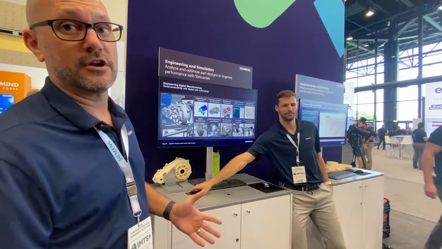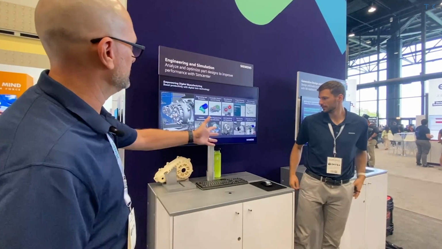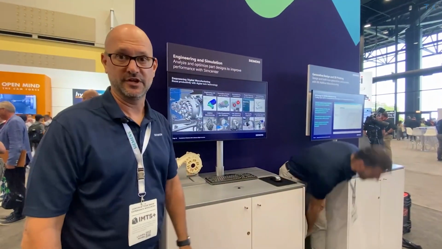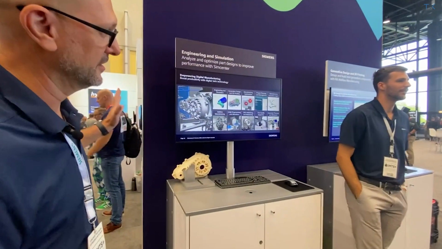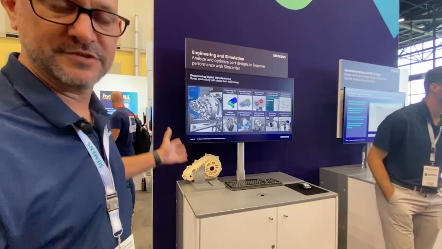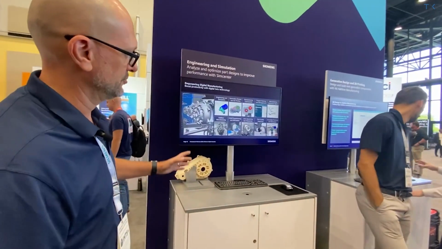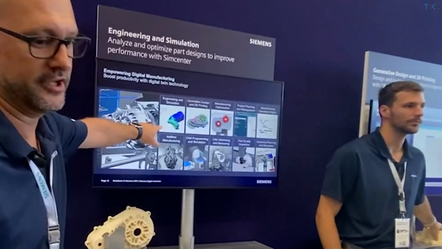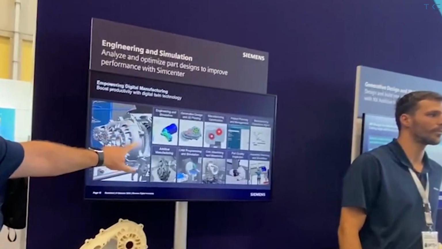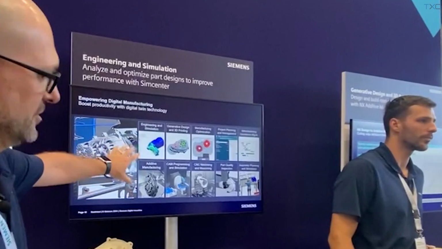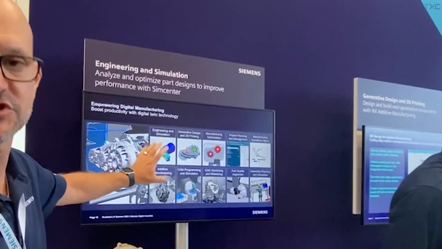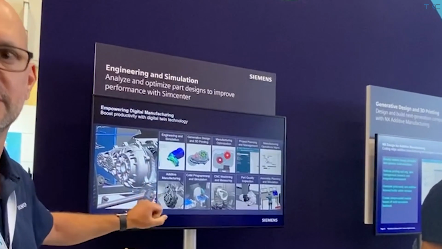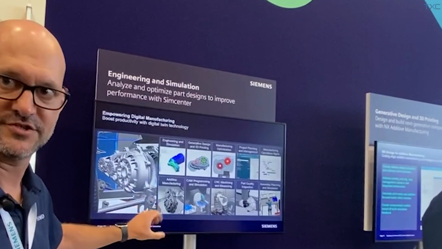So we'll start our digital journey at these two stations here, the engineering and simulation and the generative design and 3D printing stations. And here we're using NX and SimCenter 3D in order to re-engineer the transfer case. The whole process started with a physical test, using our software to collect the test results in order to digitally understand where the vibration was coming from, which was leading to the noise.